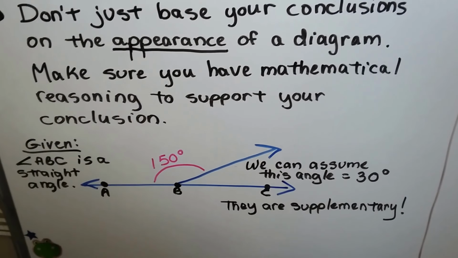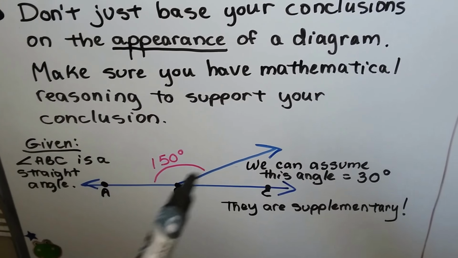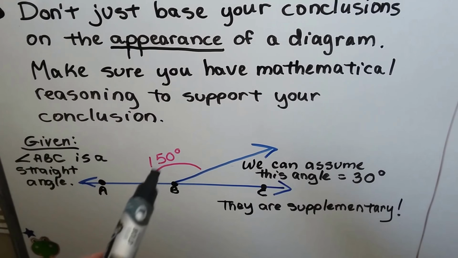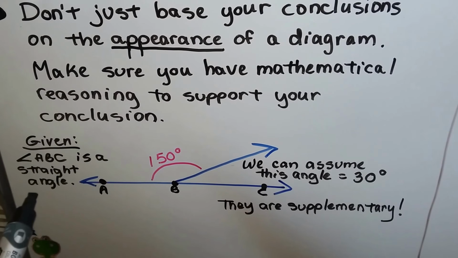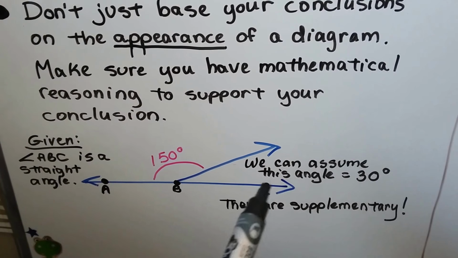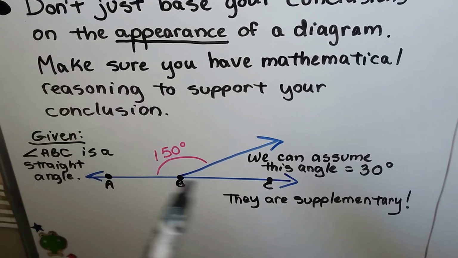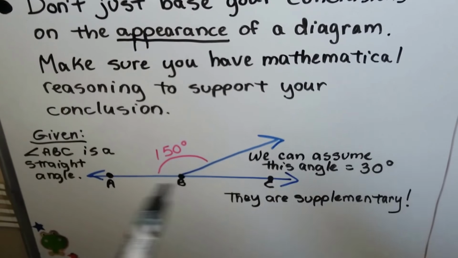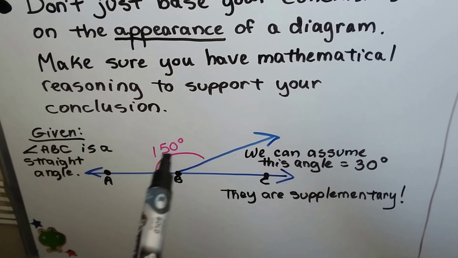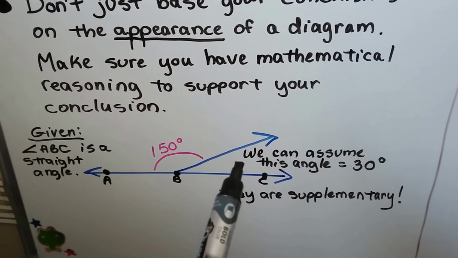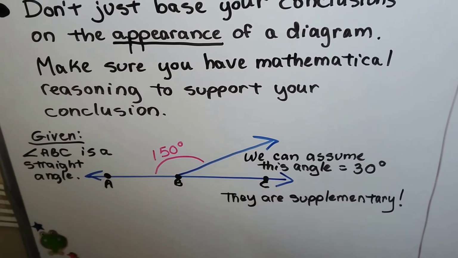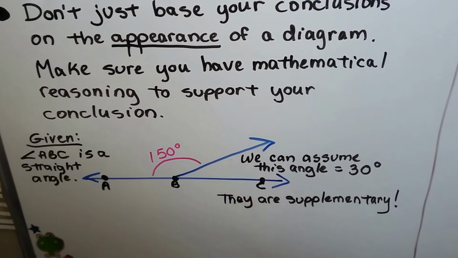So take a look at this drawing here. We've got these blue lines, and we can see there's some angles here. And it's telling us that this is a 150-degree angle right here. But it also says on the side that it's given that angle ABC is a straight angle. So we know that this is 180 degrees, don't we? Because that's the definition of a straight angle. Well, if this is a 180-degree straight angle and that's 150 degrees, we can assume that that is 30 degrees because they're supplementary, right? So watch out for little things that help you use your logic, okay?